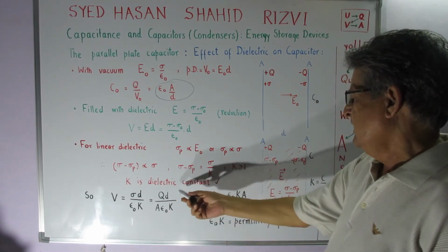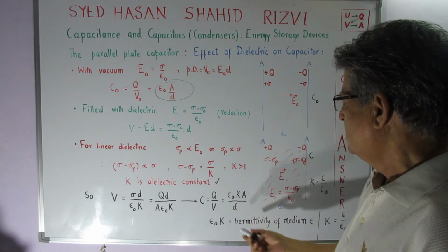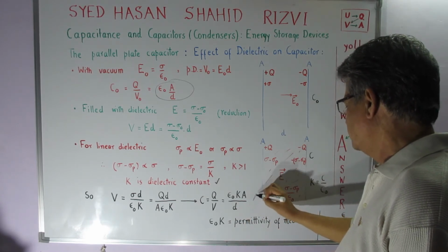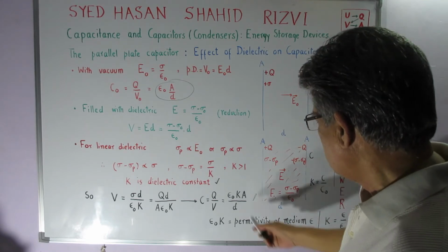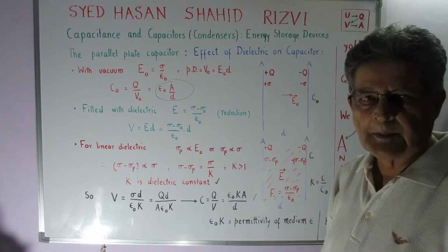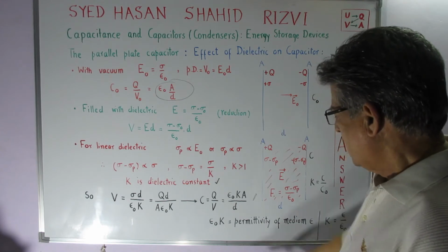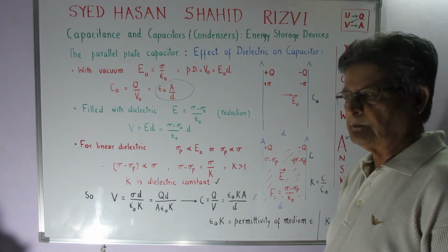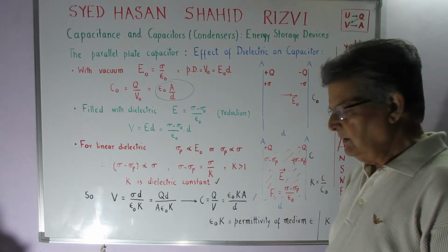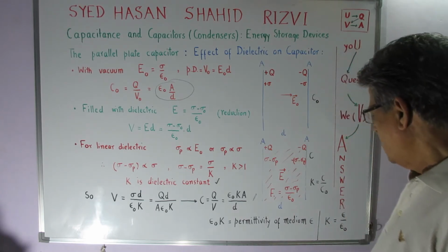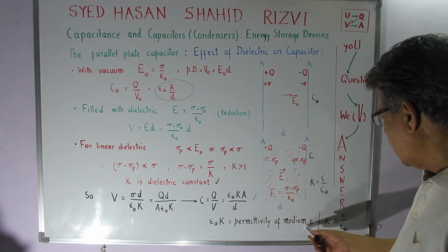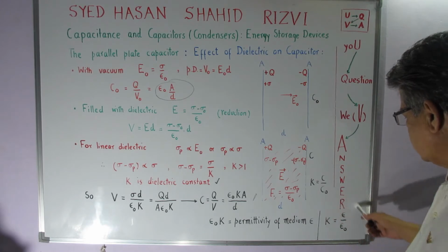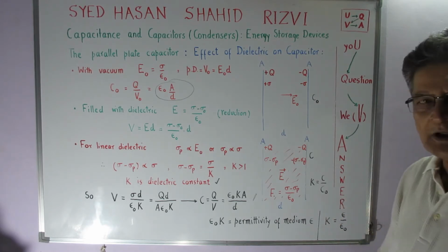V is there, and Q will cancel out, and I'll get this relation. Epsilon naught K A upon D, where epsilon naught K is the permittivity of the new medium, the permittivity of the dielectric. So I can write that permittivity of the dielectric as epsilon, and therefore I can write K as equal to epsilon divided by epsilon naught.